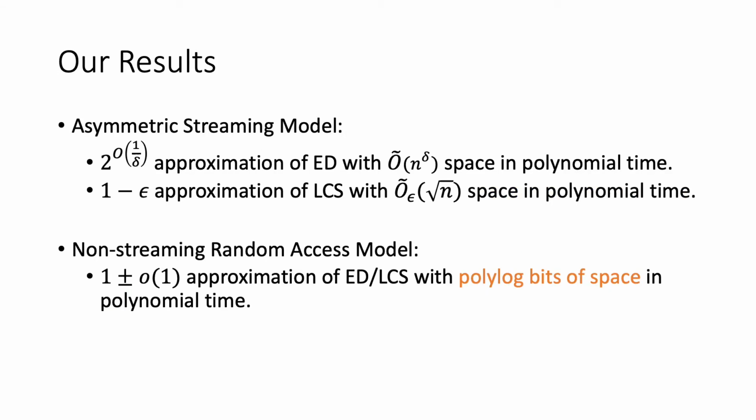We now give an overview of the results presented in our paper. First, for the asymmetric streaming model, we show that there exists a constant approximation algorithm for edit distance that uses only roughly n^{delta} space for any small constant delta. And for LCS, there's a 1 minus epsilon approximation algorithm that uses roughly square root of n space. For the non-streaming random access model, we show that there exists an algorithm that can achieve a 1 plus or minus small o(1) approximation of both edit distance and LCS with polylog bits of space in polynomial time.